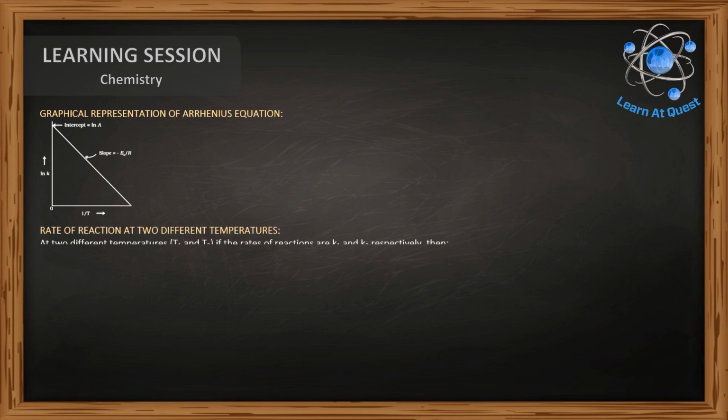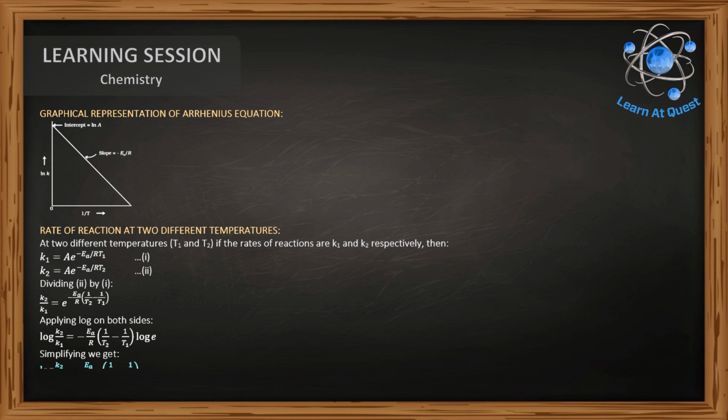In the previous section, we understood the statement of the Arrhenius equation, which is K, which is the rate constant for the chemical reaction at a temperature T, equals A, which is the Arrhenius factor, multiplied by e raised to minus Ea, which is the activation energy, divided by RT, where R is the gas constant and T is the temperature at which the reaction is taking place. Let us now understand the graphical representation of this Arrhenius equation.